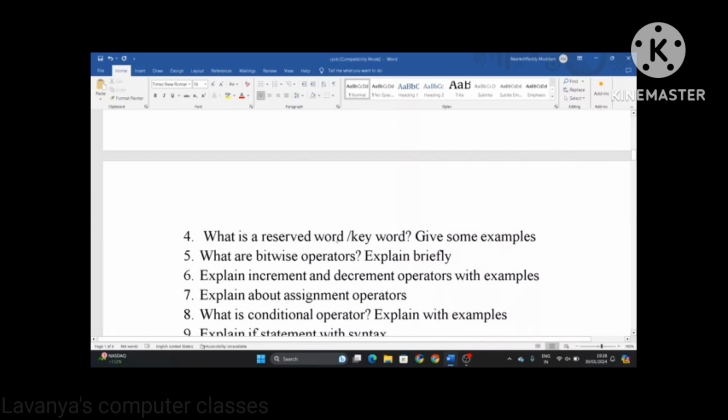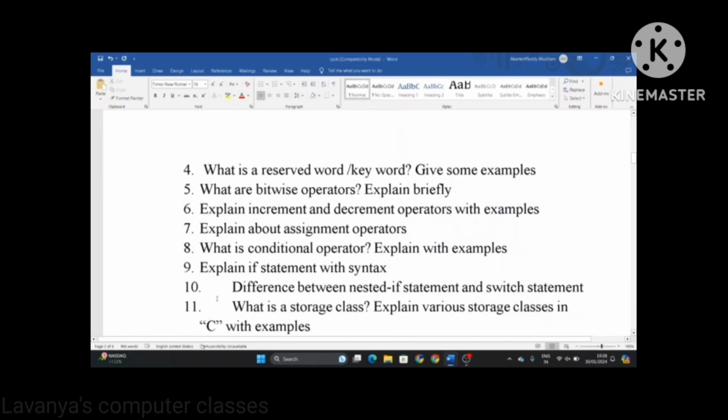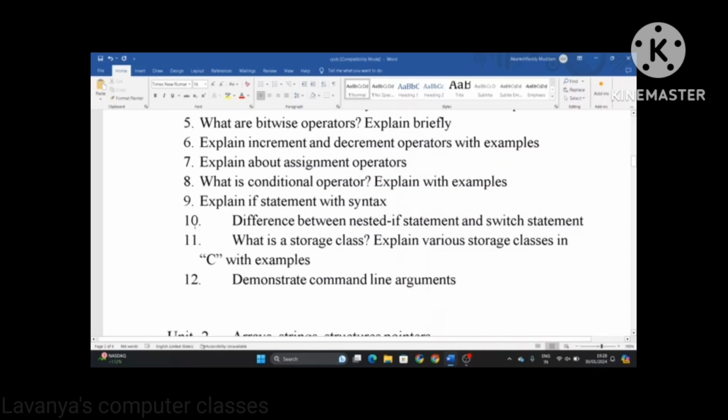What is a reserved word or keyword? Give some examples. What are bitwise operators? Explain briefly. Explain increment and decrement operators with examples. Explain about the assignment operator. Next, what is the conditional operator? Explain with example. Very, very important question.